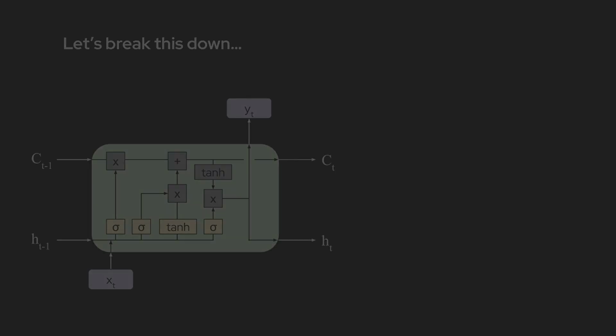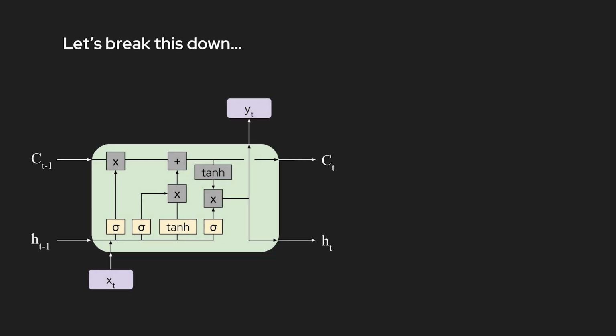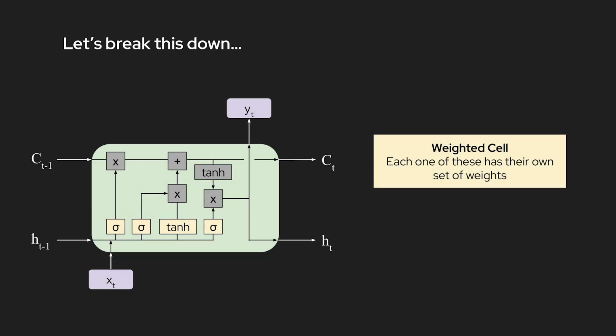Firstly, let's create some standards here. Yellow cells are weighted cells. All of the inputs to these cells have their own weights associated with them. In our architecture here, we see 3 sigmoid functions and 1 tanh function, all with their own weights.